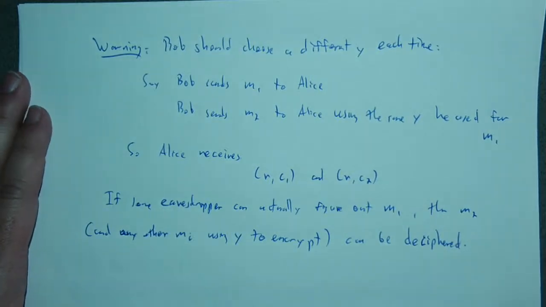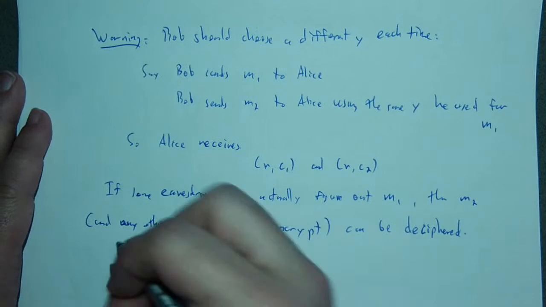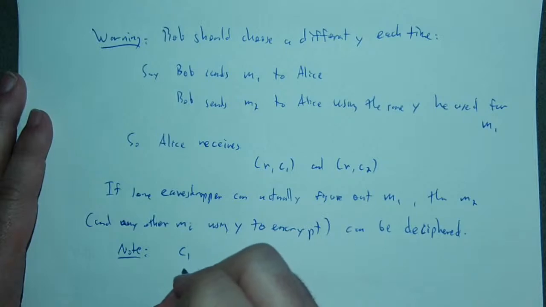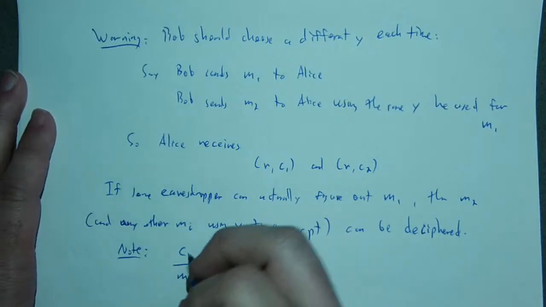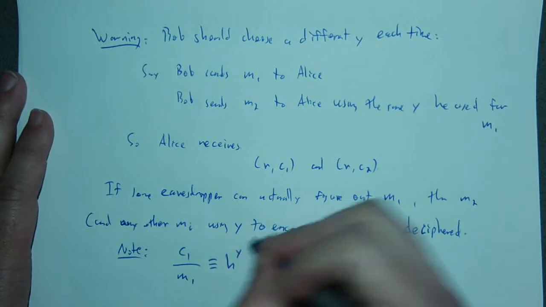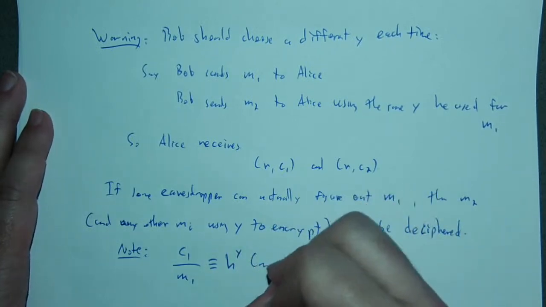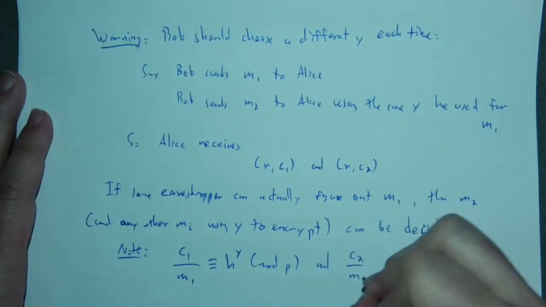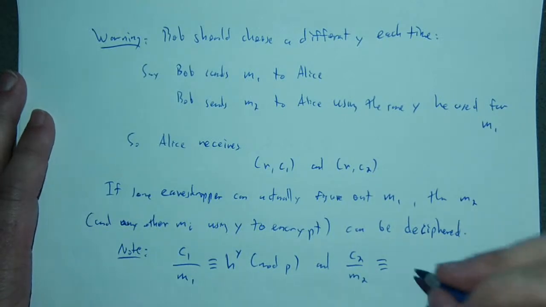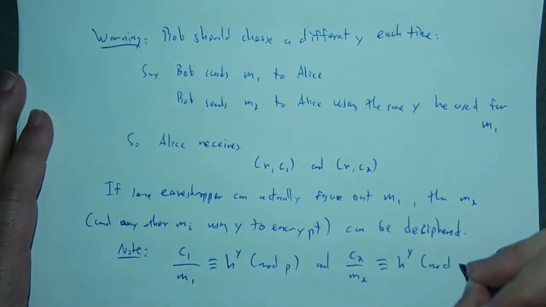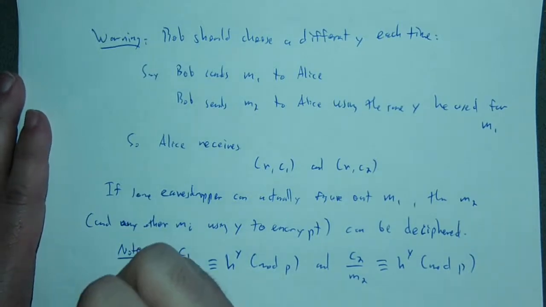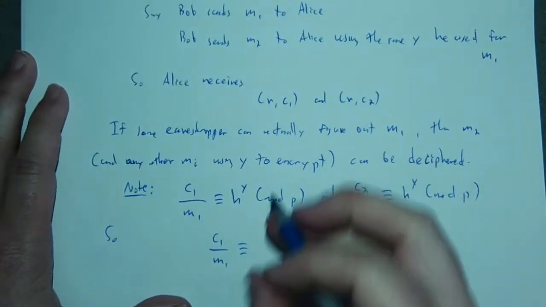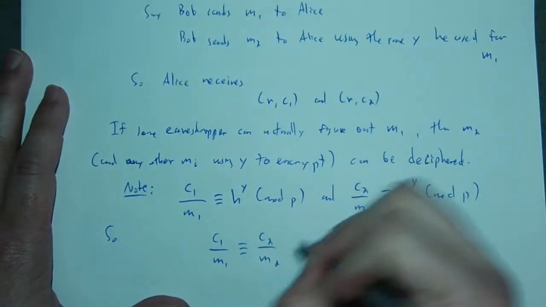Why? Well, note that c sub 1 over m sub 1 is congruent to h to the y mod p. And c sub 2 over m sub 2 is also congruent to h to the y mod p. So c sub 1 over m sub 1 is congruent to c sub 2 over m sub 2 mod p.